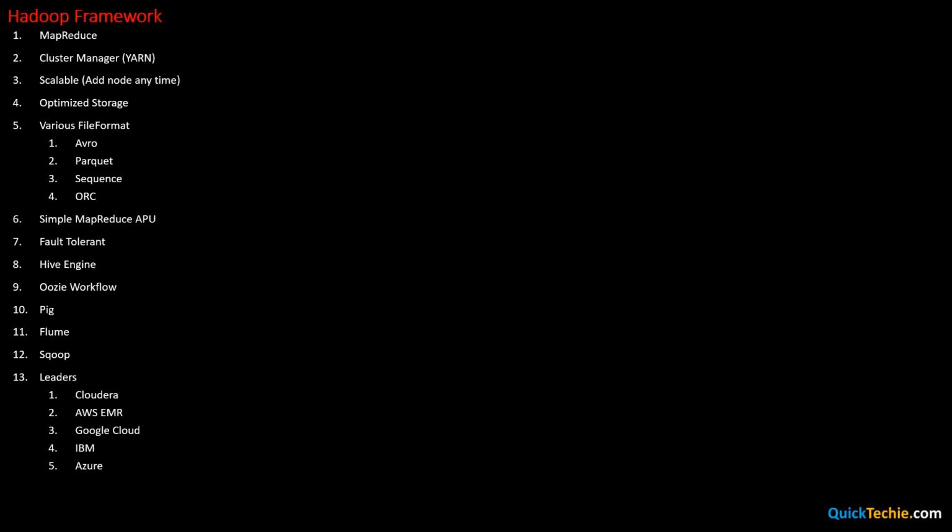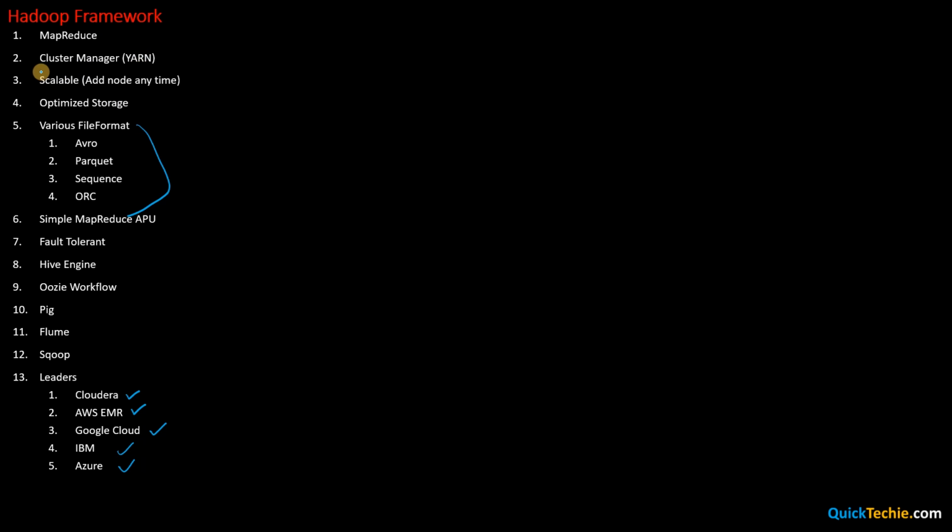The Hadoop framework involves MapReduce, a cluster manager, scalable, optimized storage, and various file formats that will work with Spark as well. That is Avro, Parquet, Sequence, ORC, and we'll discuss the use and benefits of each. Fault tolerant, Hive engine, Oozie workflow, Pig, Flume, Sqoop. Who are the leaders in this? Cloudera, AWS EMR, Google Cloud, IBM, Azure. These are the leaders in this world.